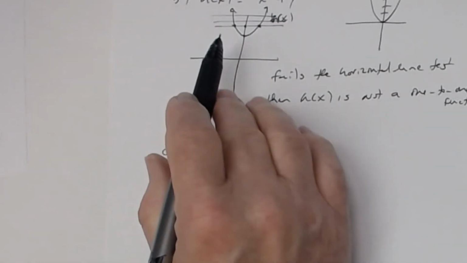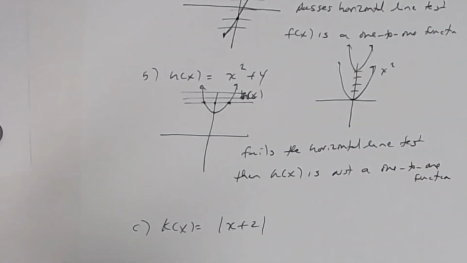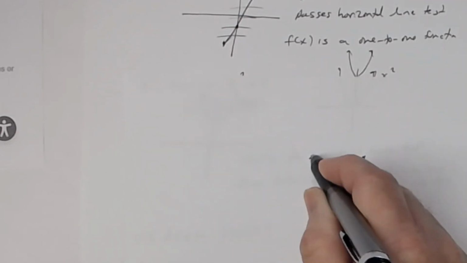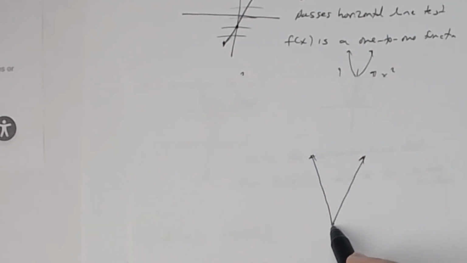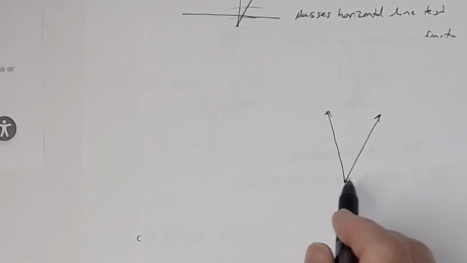Remember the shape of a v. A quadratic function, its graph is the shape of a parabola. The absolute value function is the shape of a v, where you have 2 rays that intersect at the same point. So you have this vertex here. All right, so that's the graph of an absolute value function.